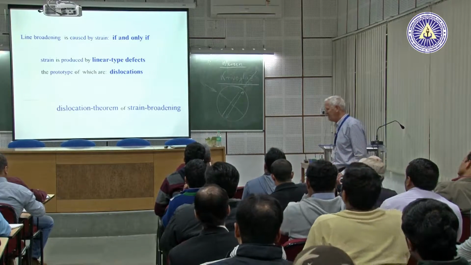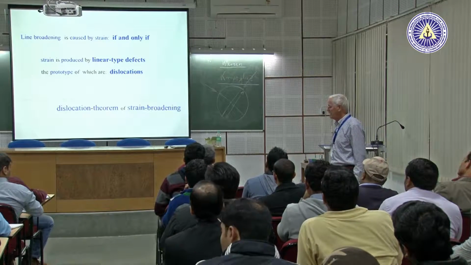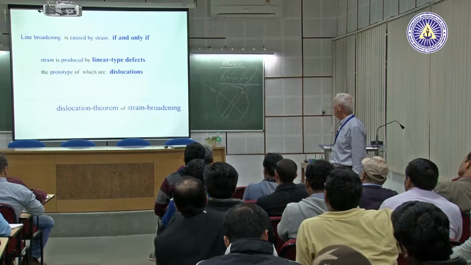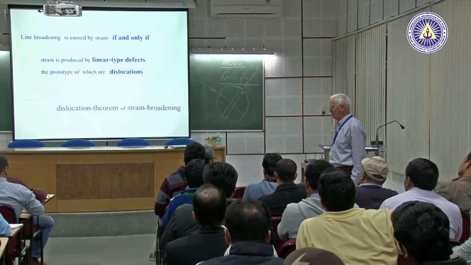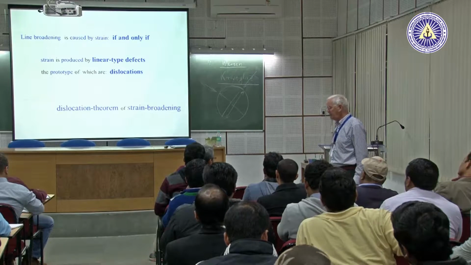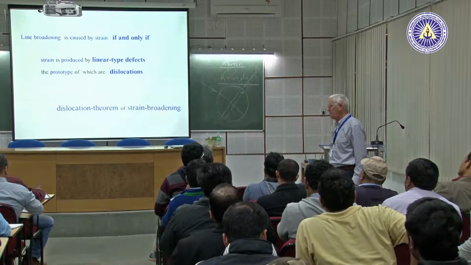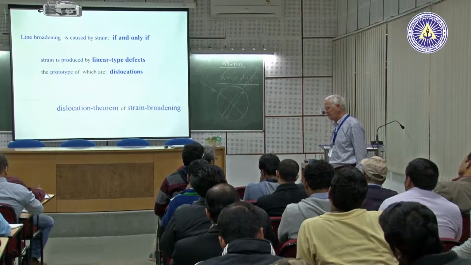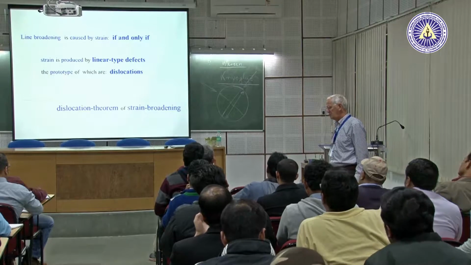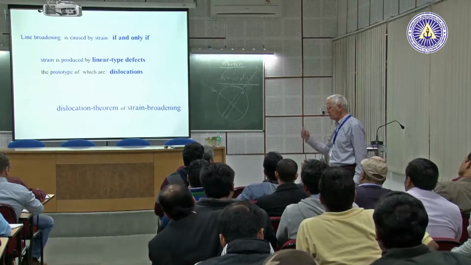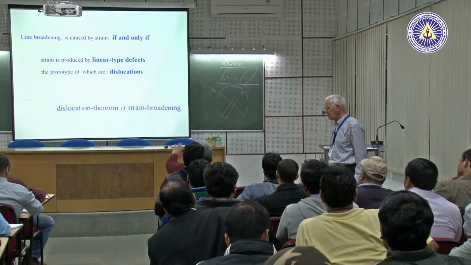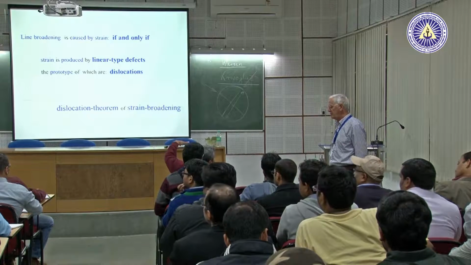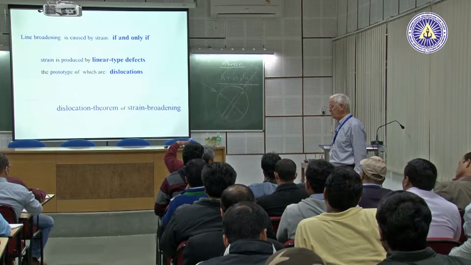This statement is not clear. The line broadening is caused by strain if and only if the strain is produced by linear type. Yes, so strain effect in line broadening must have linear type defects in the crystal. I don't know if it is clear in that. Perhaps the formulation is not clear. I want to say that... In the previous slide you showed that all of them are causing a strain, which are varying differently. Yes. As R square and constant.